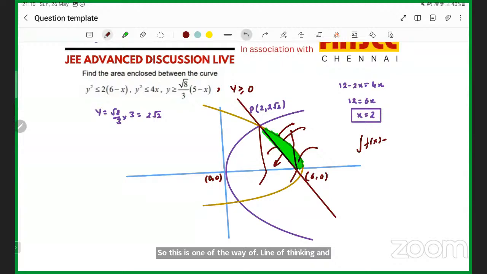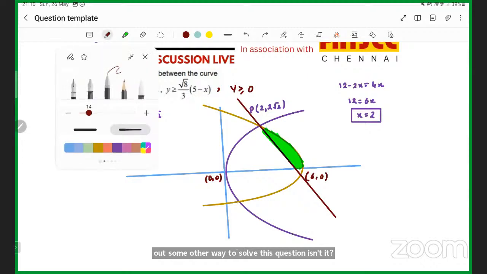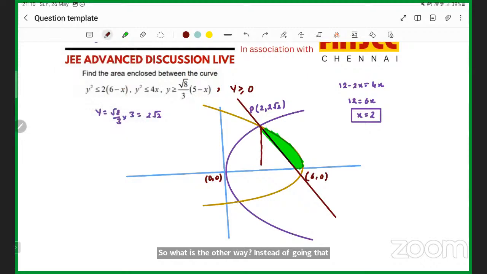But given the pressure of the exam hall in JEE Advanced, let's try to find some other way to solve this question, isn't it? So what is the other way? Instead of going that way, why not integrate from here till here, I mean from x equals 2 to x equals 6, this curve. So which region will we get? We will get area number 1. Let's call this area 1 and this area 2, isn't it?